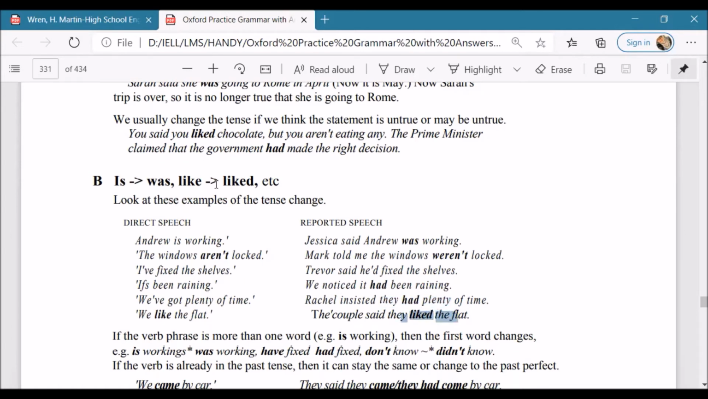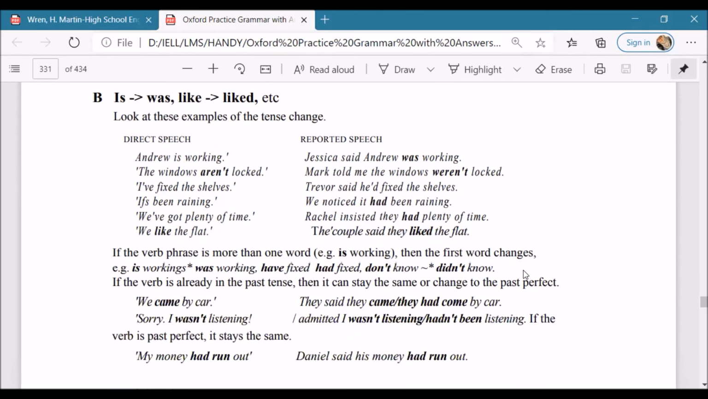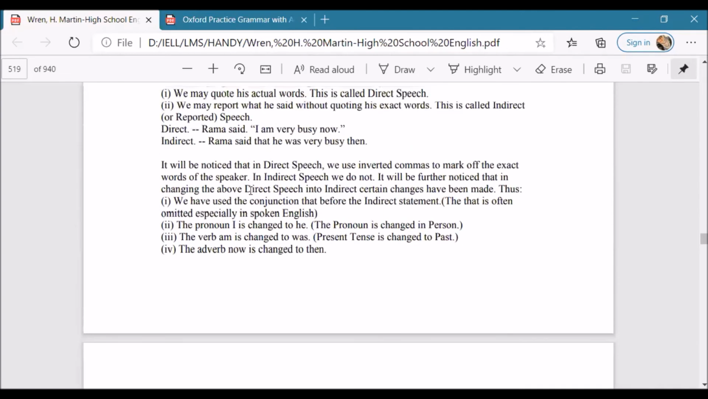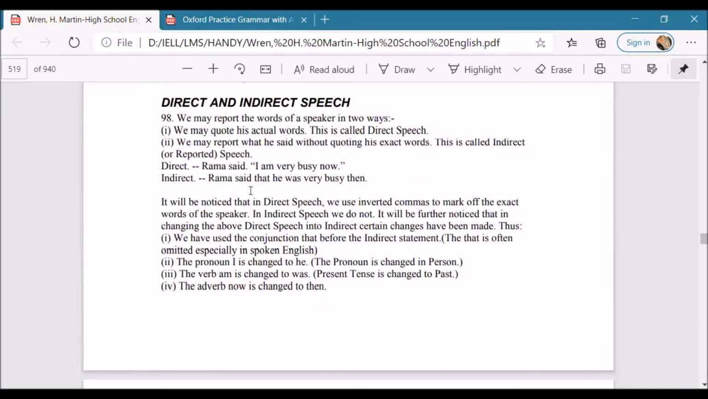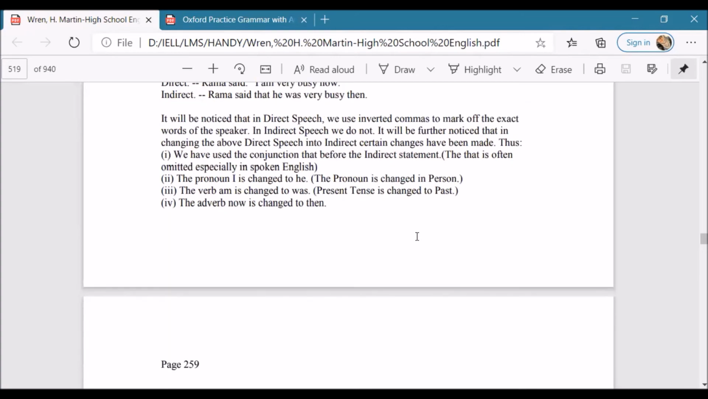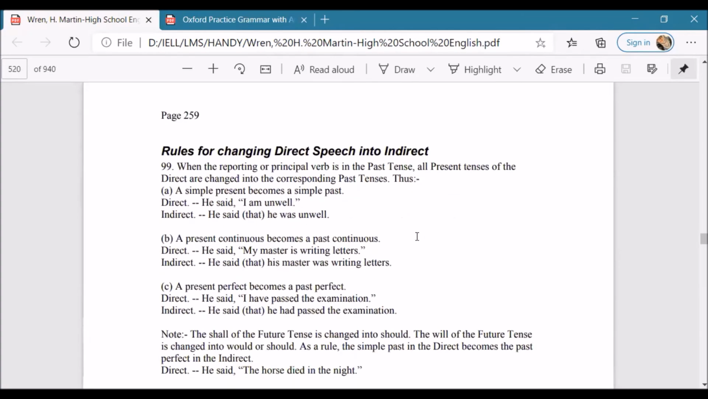So this is how basically you make these tense changes. I'll share the picture with you where the rules are specified clearly, or we can look for the list here. This is Wren and Martin, and this is more explicitly rule based. And Oxford Practice is more practice based, and the context is clear there. So here are certain rules for how pronouns are changed.